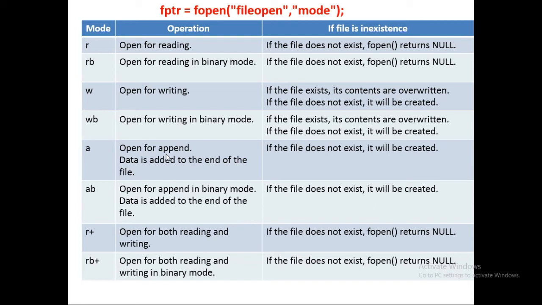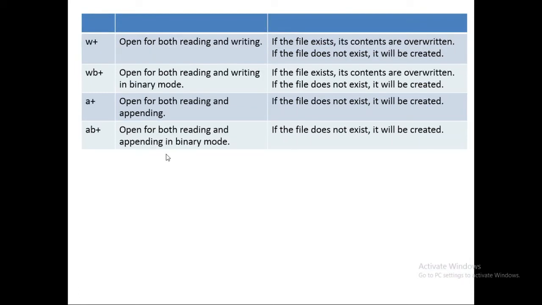The difference between R and R plus is this: R is open for reading only, and R plus means open for both reading and writing. This is the difference we have to know. Just read the content, definitely you will understand. Okay, W plus, WB plus, everything you just read out. Okay, I will give an example program here.